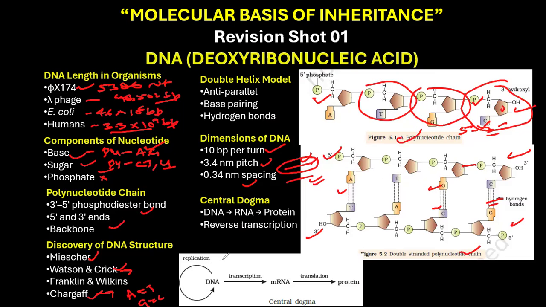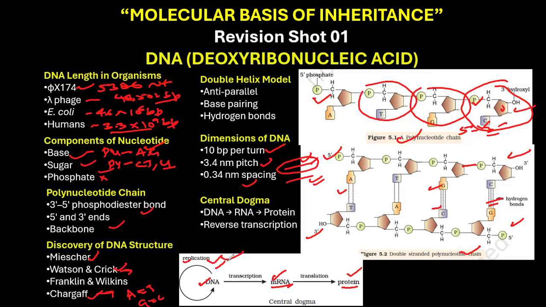Now, there's one more thing that's given in the introduction, the central dogma. This was proposed by Crick. So remember it. It means from DNA, transcription happens and mRNA is formed, and from mRNA, protein is formed. This whole pattern is called the central dogma. From mRNA, translation happens and protein is formed. DNA undergoes replication also. That's why this has been shown here.